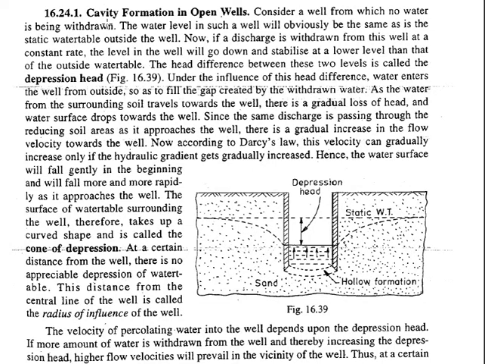So what are the conditions of the cavity formation, which we also know as the piping effect? The velocity of the percolating water into this well depends upon the depression head. If the depression head is quite large, then the water percolating inside will have a greater velocity. If more water is withdrawn from this well, the depression head will increase, and therefore the velocity of the water in the vicinity of this well will be higher.